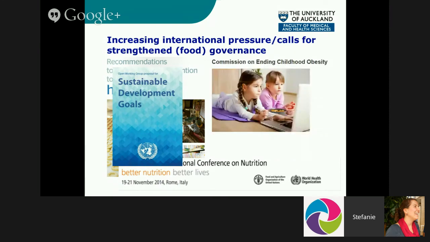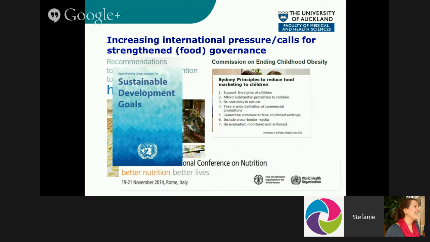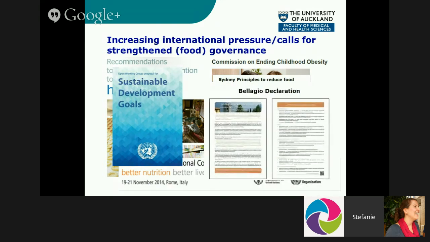Then WHO has established a high-level commission on ending childhood obesity. So they are preparing a report to be presented at the next World Health Assembly with some options on how to act to reduce child obesity. And then there's civil society together with academics who in the past have also developed some declarations or important documents, like for example the Sydney Principles to reduce food marketing to children, and more recently the Bellagio Declaration on the countering of big food's undermining of healthy food policies, which was produced by academics mainly in low and middle income countries.